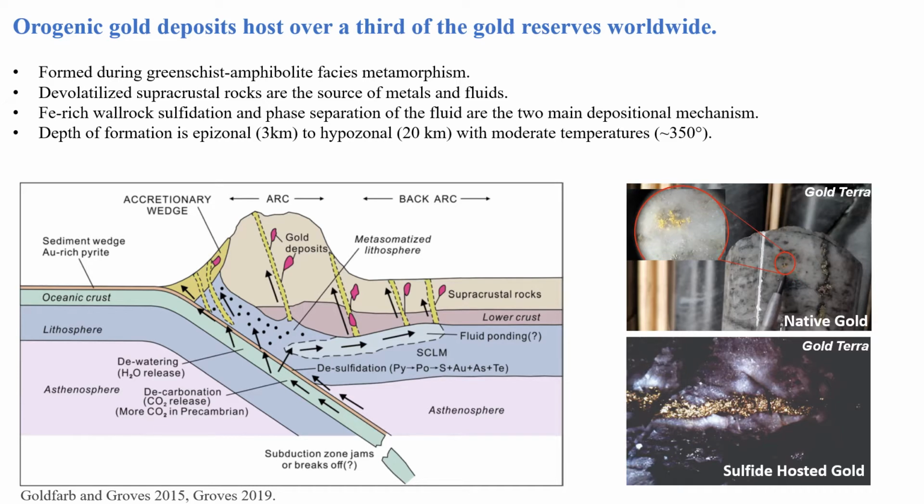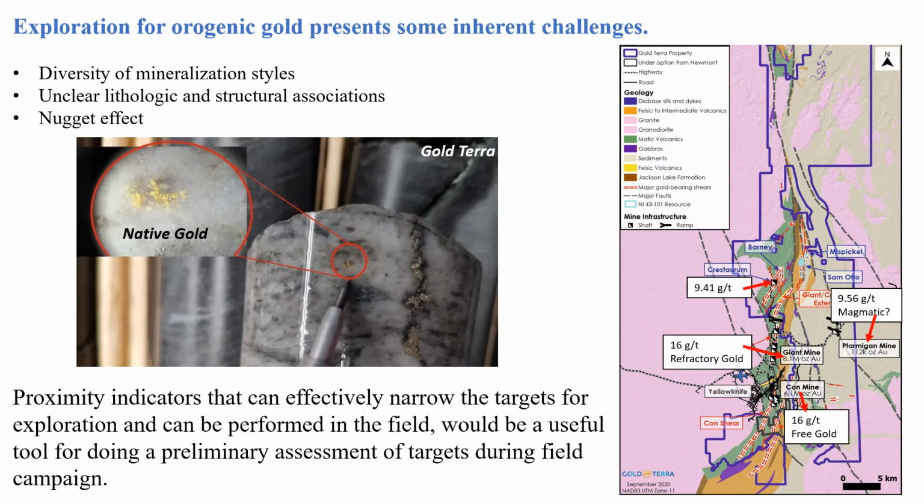Depth of formation in these systems is highly variable. It could be epizonal, around 3 kilometers, or it could be as deep as 20 kilometers. Formation temperature also varies, but on average it is around 350 degrees Celsius. Orogenic gold exploration could be challenging. One of the major issues is the diversity of mineralization styles.